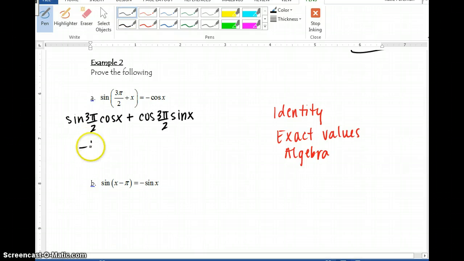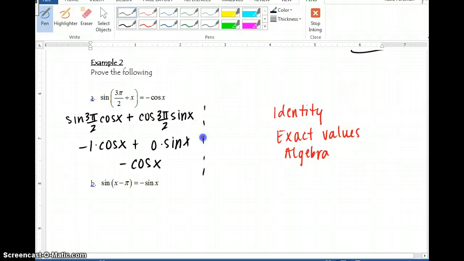Sine of 3 pi over 2 is negative 1, plus cosine of 3 pi over 2 is 0. On the left hand side we have negative cosine x, which is exactly what we were originally given on the right hand side. So we just proved the identity.